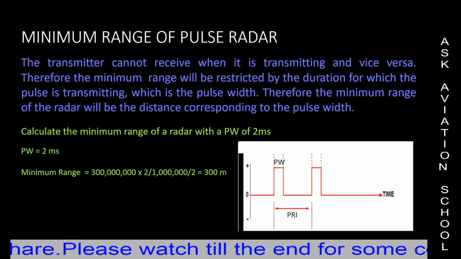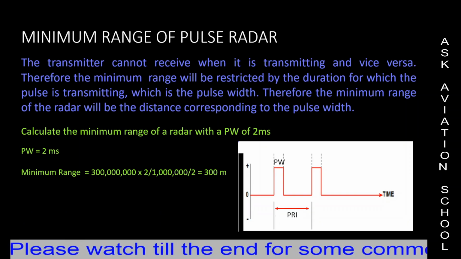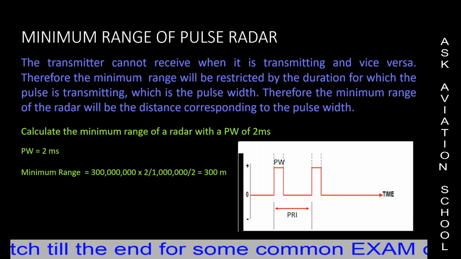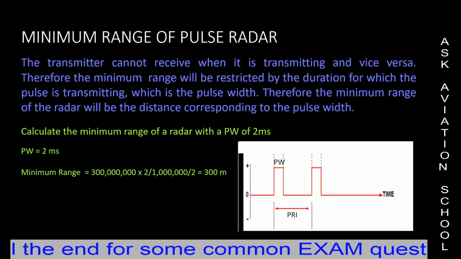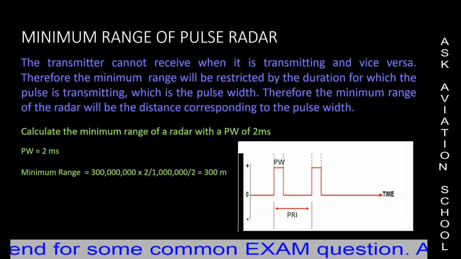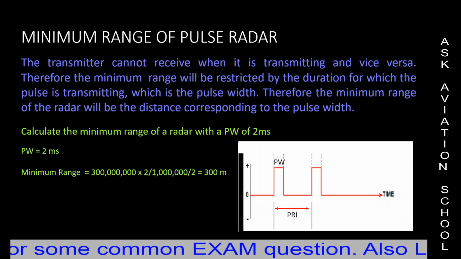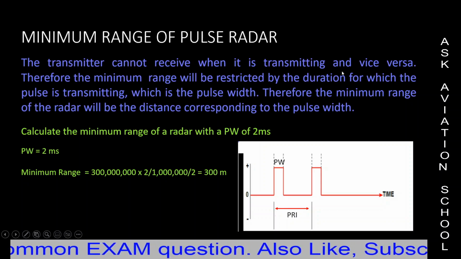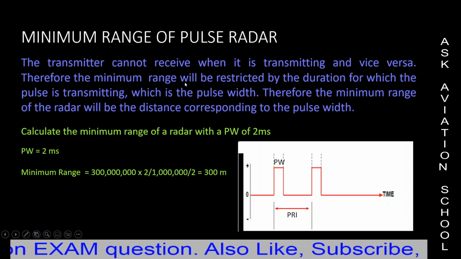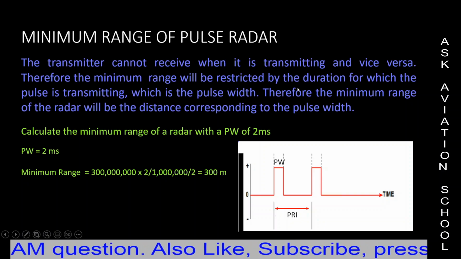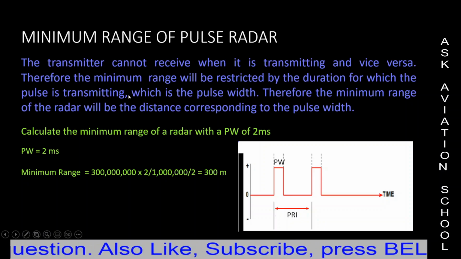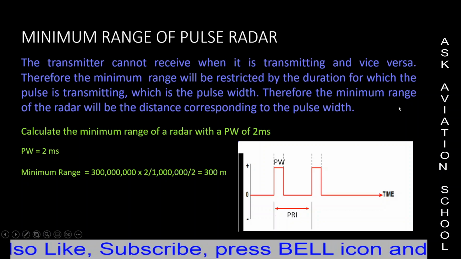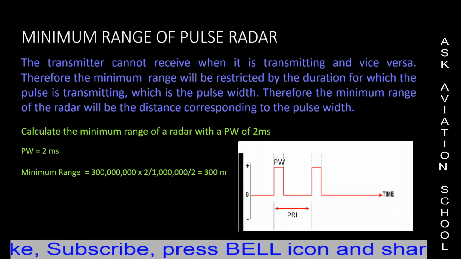So how do we determine the minimum range of a pulse radar? We have seen that the primary radar uses only a single antenna, because of which this antenna cannot transmit while it is receiving, or receive while it is transmitting. So the transmitter cannot receive when it is transmitting, and vice versa. Therefore, the minimum range will be restricted by the duration for which the pulse is transmitting, which is nothing but the pulse width. Therefore, the minimum range of a radar will be the distance corresponding to the pulse width.